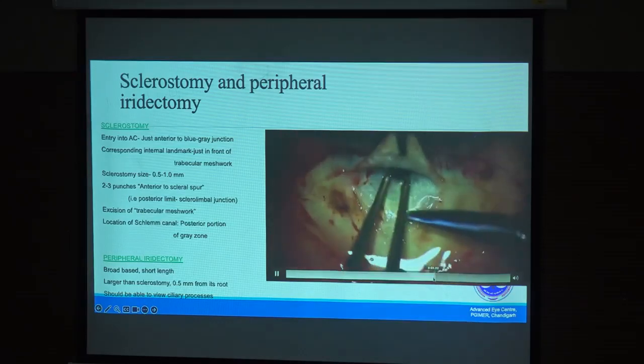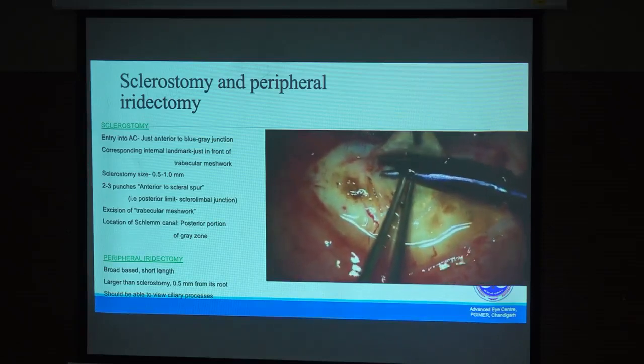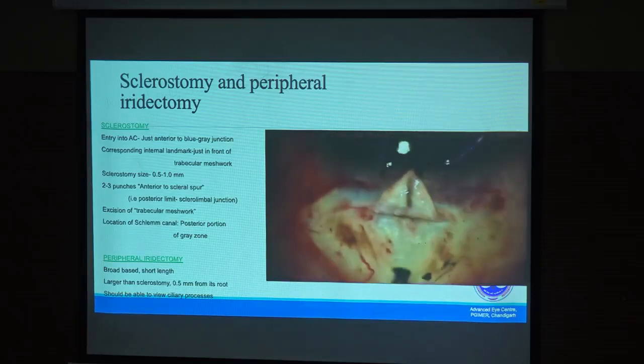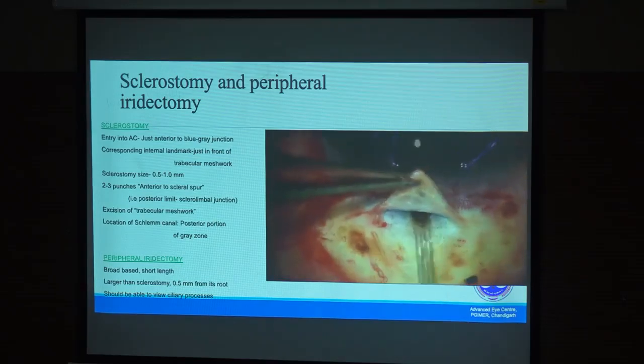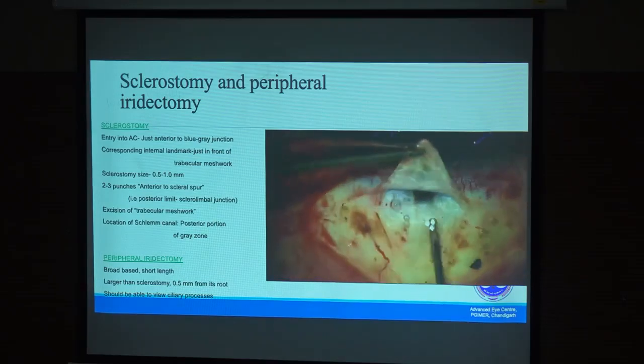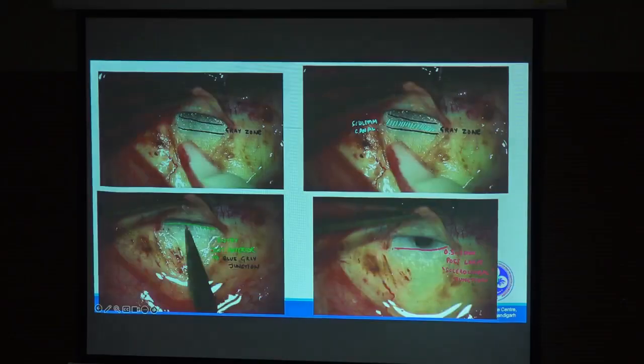After making the sclerostomy, with a tooth forceps, gently pull out the iris and cut with a Vannas scissors. Gently grip the iris, pull it and cut it. So this is how to make it. This is just a schematic representation.